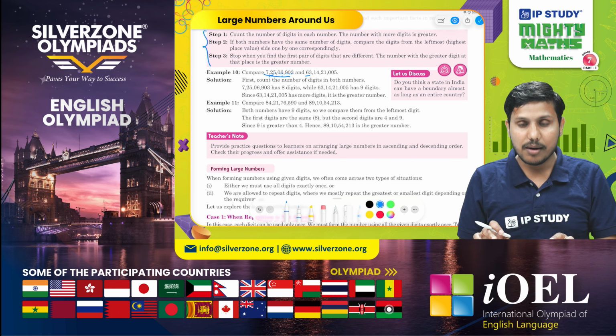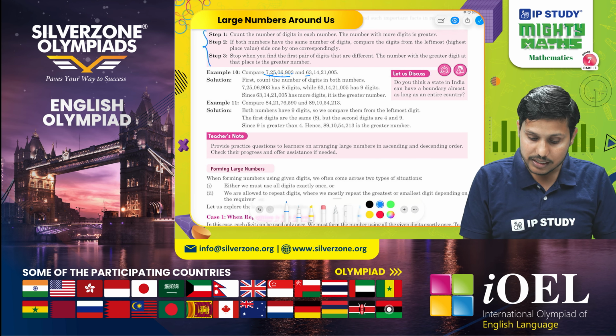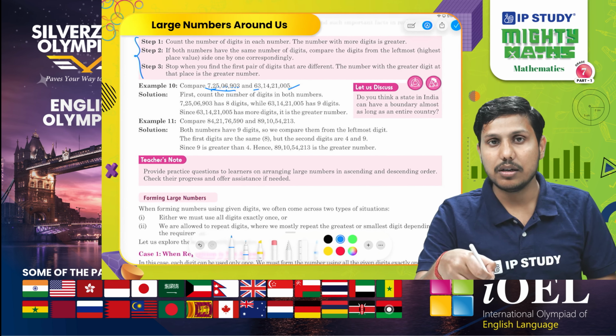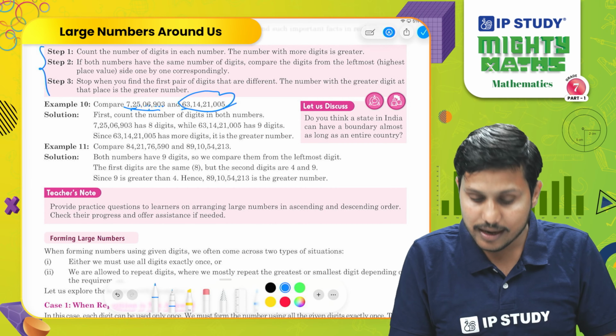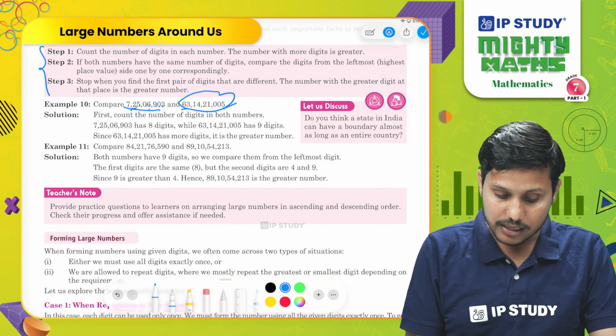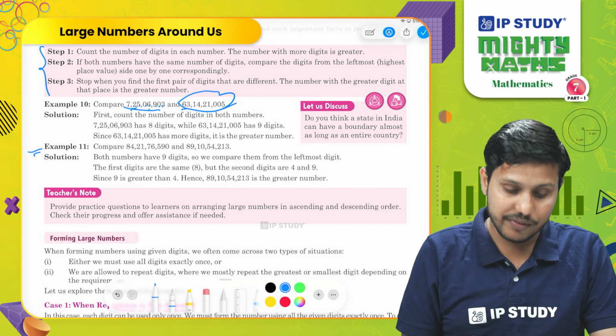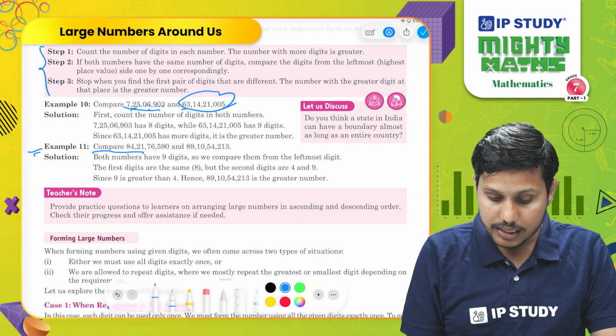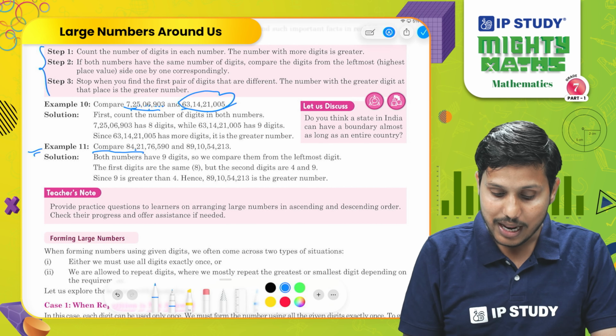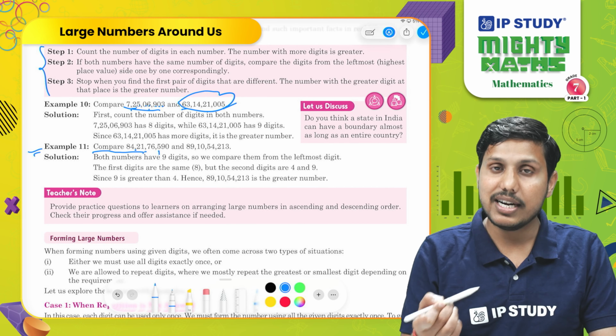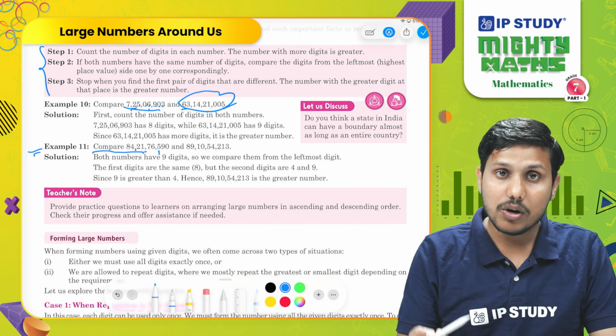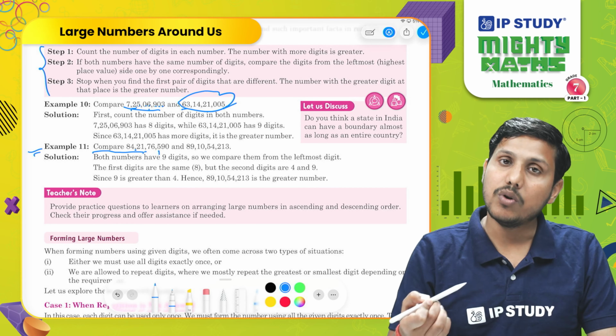Now, in order to compare, we can see that the number of digits is more in this number, so this will be the greater number. But what will happen in the example that we have over here: compare 84 crore, 21 lakh, 76,590 with 89 crore, 10 lakh, 54,230.